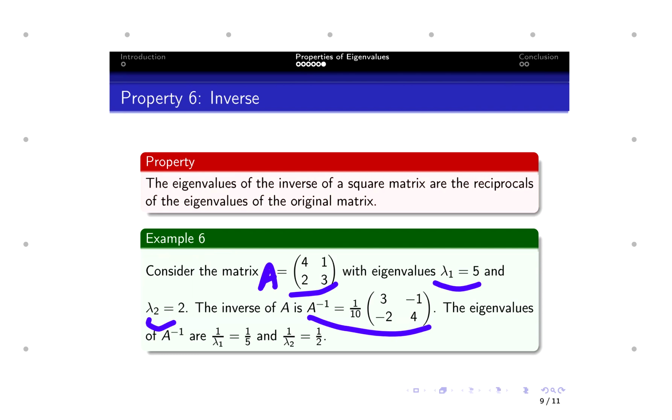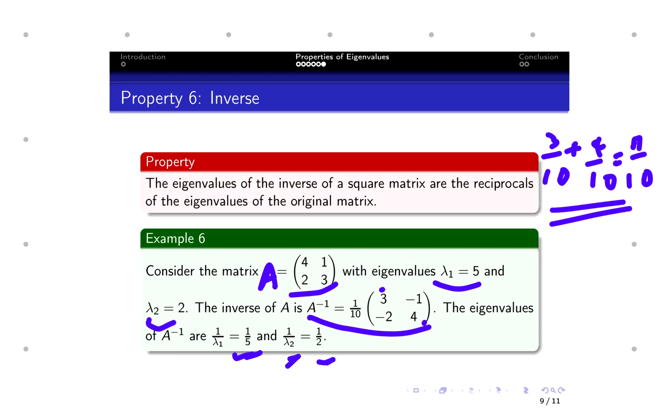So here we have 1 over lambda 1, which is 1 over 5, and 1 over lambda 2, which is 1 over 2. Again, how do you know if you're correct? The numbers along the principal diagonal here will be 3 over 10 and 4 over 10. So if you add 3 over 10 plus 4 over 10, you get 7 over 10 straight up. So confirm by adding these two values.